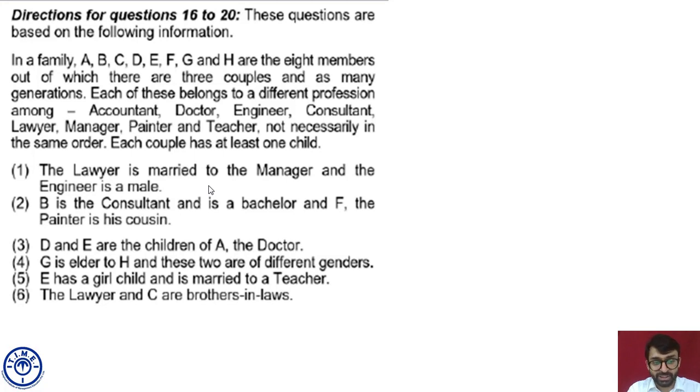G is older than H and these two are of different genders. So G is older than H, fine. So this statement is not helping us right now. E has a girl child and is married to the teacher. The lawyer and C are brothers-in-law. So let's make the arrangement.